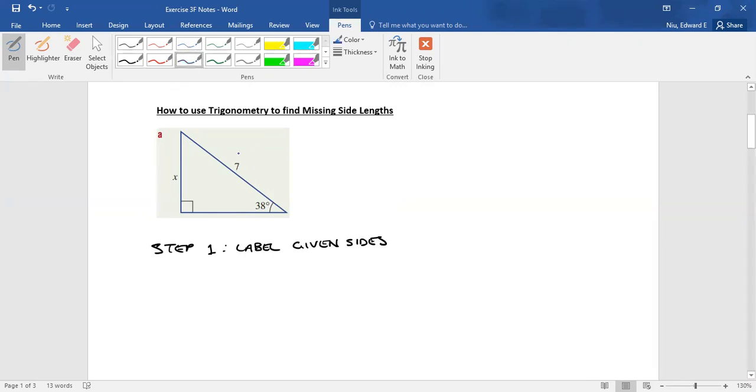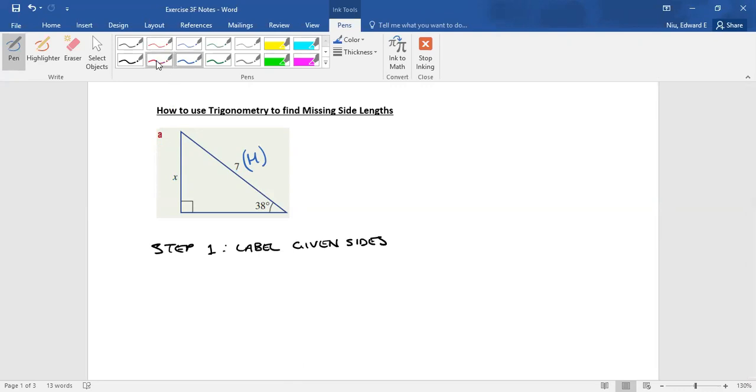What's this 7 side called? It's the longest side. Starts with H, ends in hypotenuse. If you guessed hypotenuse, you are spot on. We've got the hypotenuse on the 7 side. The hypotenuse is always the longest side, but what's this x side called?